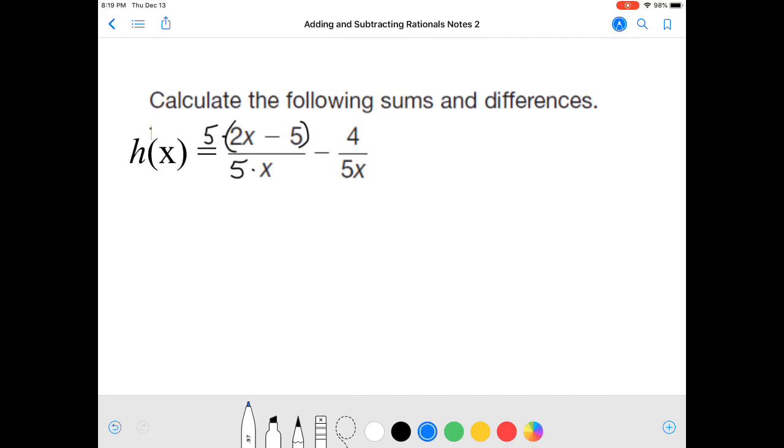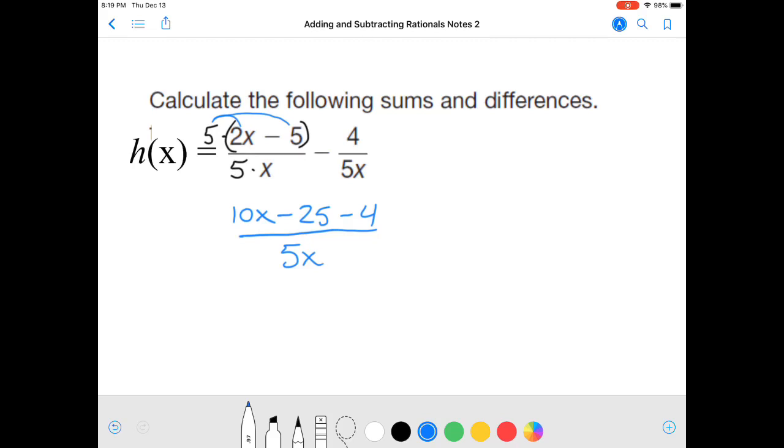We're going to distribute the 5 to the 2x minus 5. So 5 times 2x is going to give us 10x. And 5 times negative 5 is going to give us negative 25. Then we're going to subtract the 4 from our second rational function, because it's minus 4 over 5x, and put it all over our common denominator of 5x.